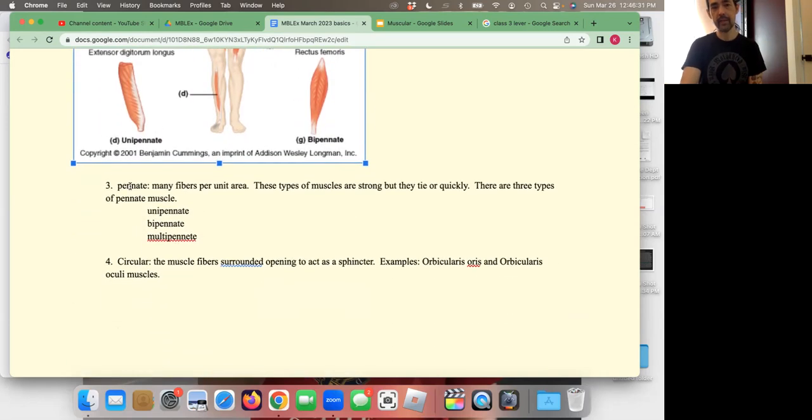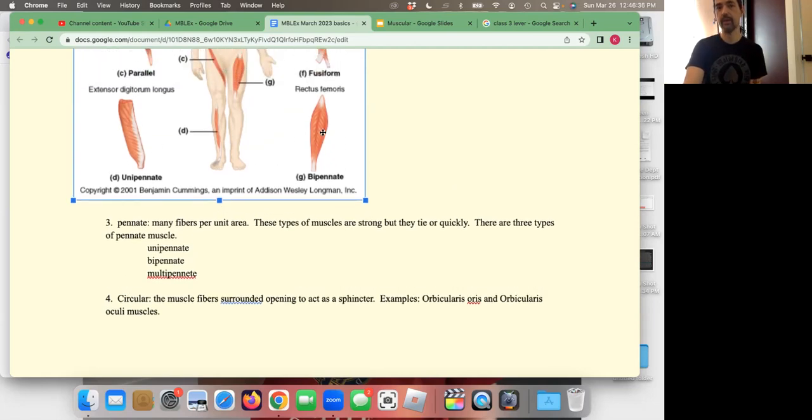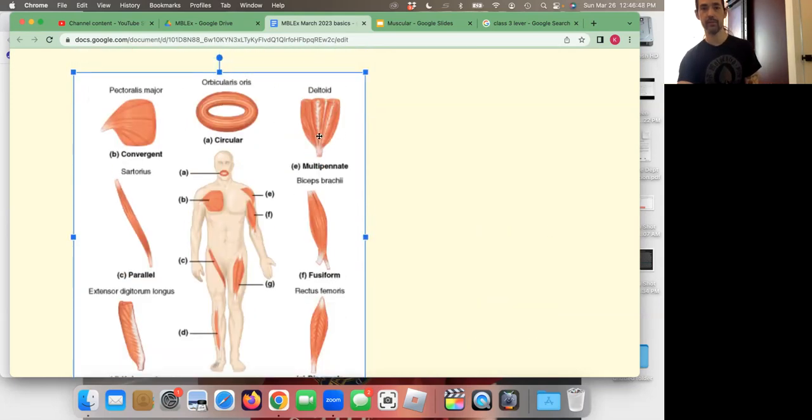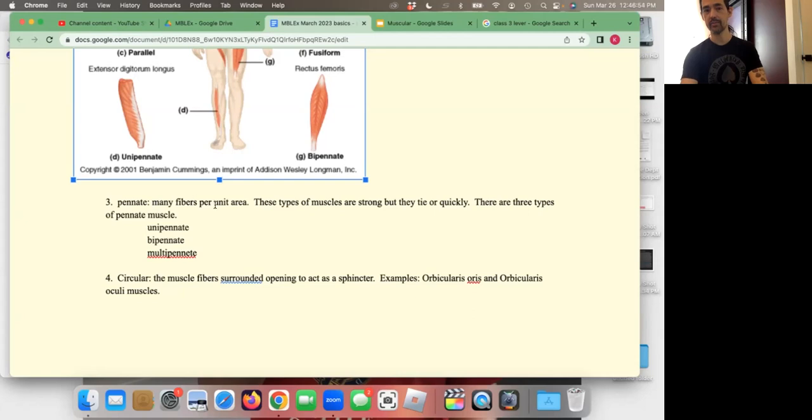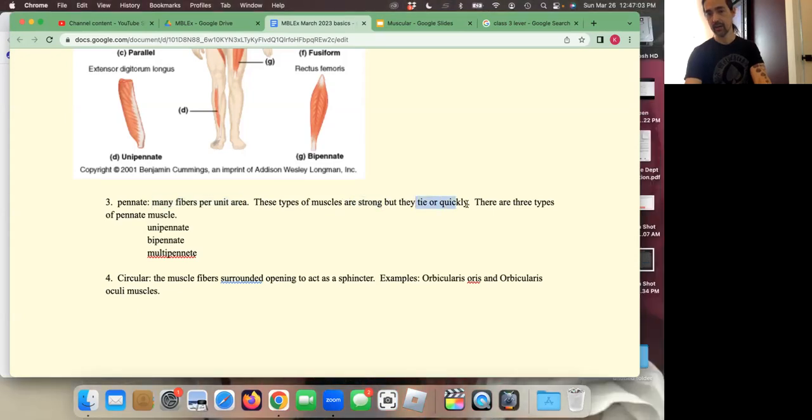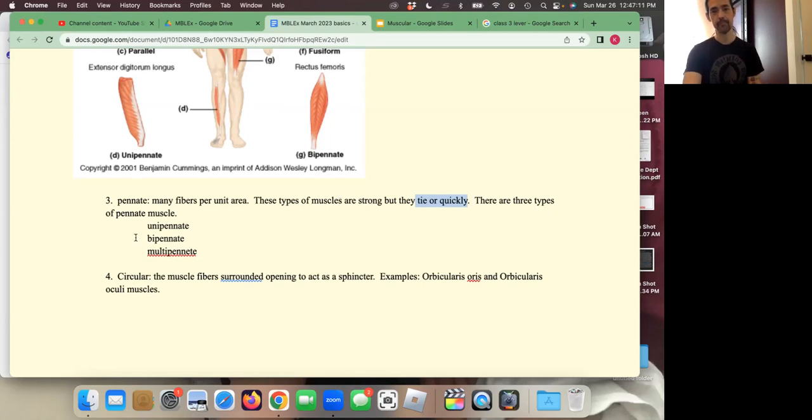And then pennate fibers, many fibers for a small amount of area. So there's unipennate, that's the extensor digitorum longus. That's also called the peroneal muscle. There's bipennate, which is the rectus femoris muscle, and then there's multipennate, which are the deeper fibers of the deltoid muscle. So with the pennate muscles, there's many fibers per small area. And these are very strong, but they don't have good endurance. They tire out quickly. Compared to the fusiform or parallel fibers, which have better endurance, but they're not very strong.